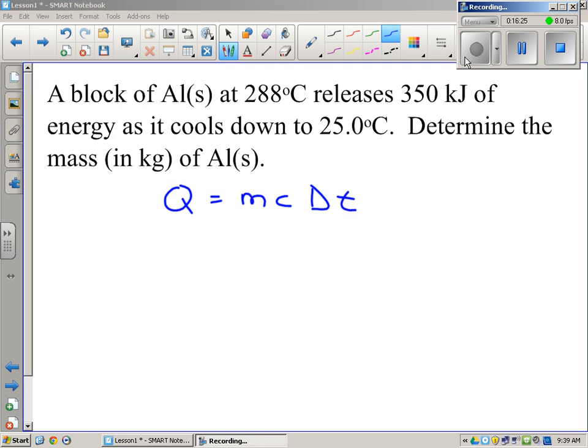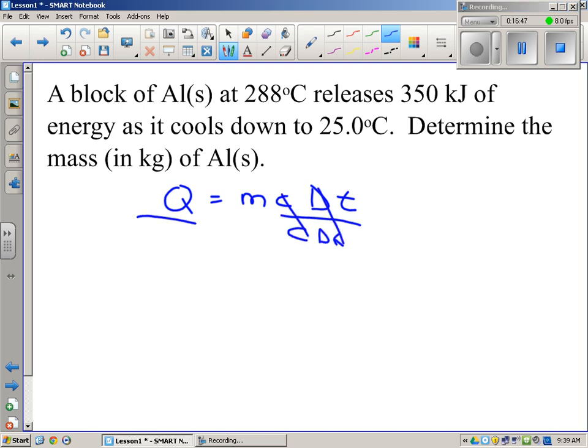A couple things. First of all, what are we looking for here? Once again, you should be able to solve for variables. It looks like we're determining the mass in kilograms. So we probably want to use kilojoules, and it's already in kilojoules, so that's perfect. So we want to find the mass. To find the mass, if I'm going to rearrange this, I'm going to divide by C delta T. So really the mass is going to be Q over C delta T.